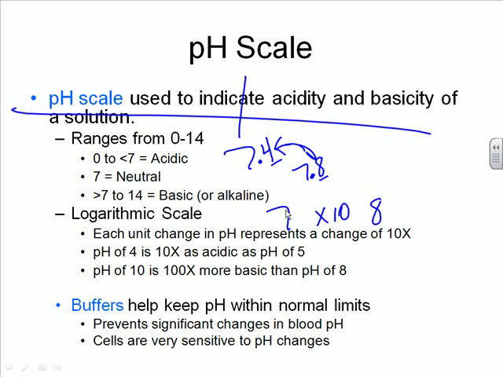So if this little change is such a big problem to living things, what do we do to prevent these changes? We use things called buffers. Buffers are chemicals that we can add to substances to help keep the pH within a normal limit. Your cells are very, very sensitive. Therefore, your body has the ability to buffer your solutions.